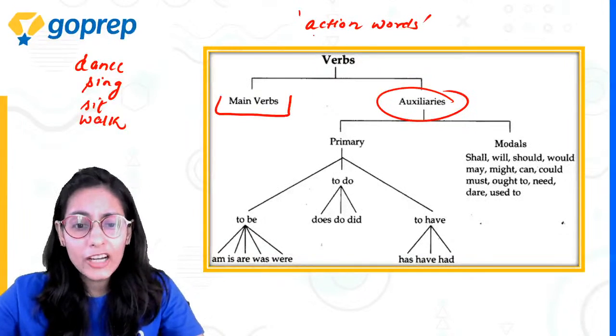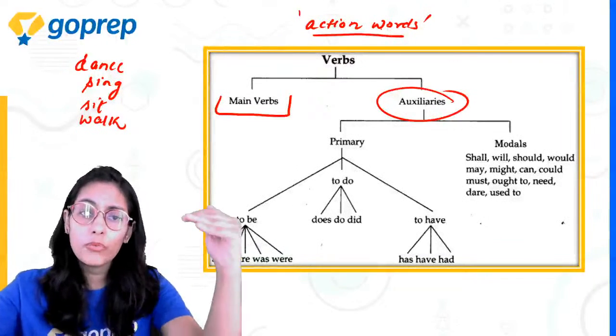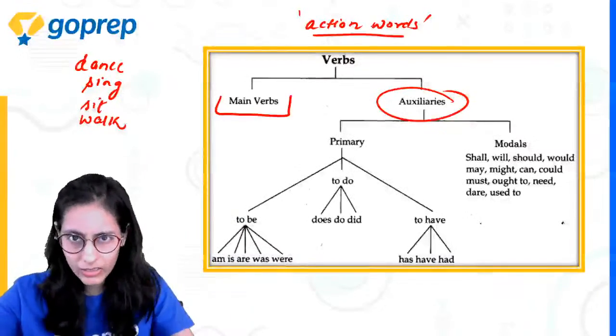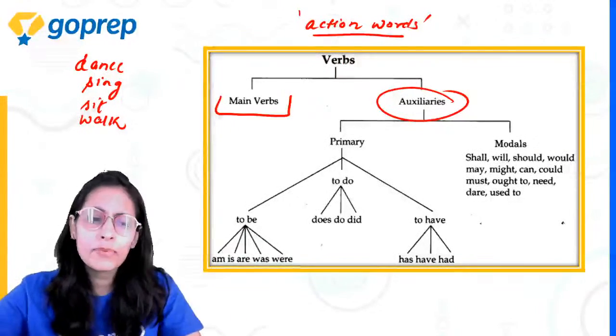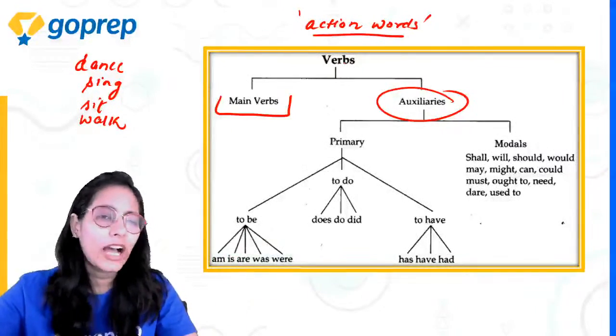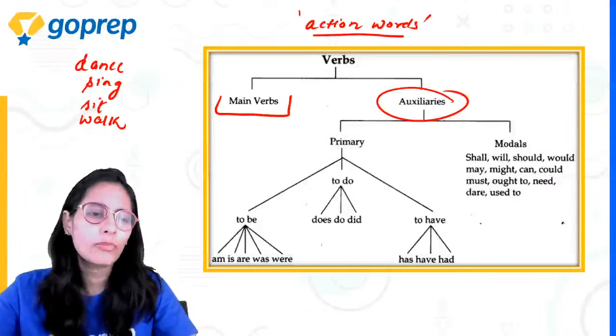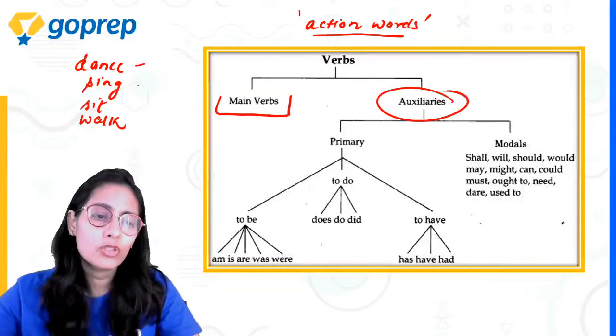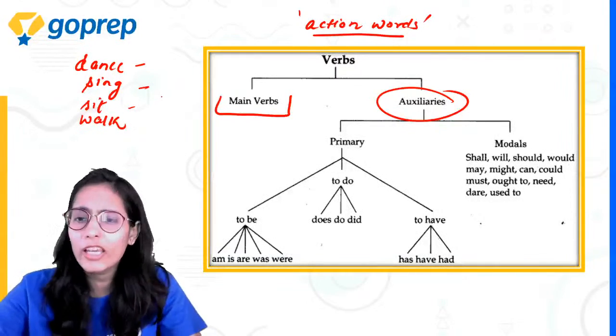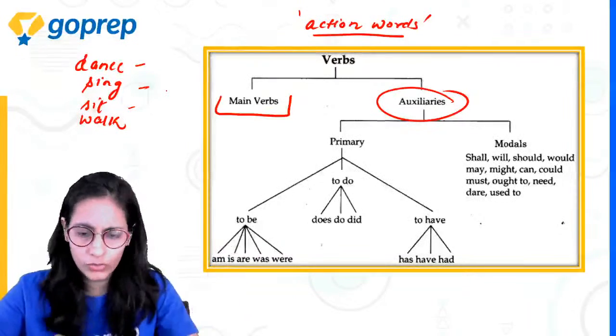But this action word category is divided into subcategories. Main verbs are like singing, dancing, the ing form can also be there. Also the first form of the verb, the base form, can also be a main verb. So singing, dancing, sitting, walking, talking, eating, drinking, whatsoever.